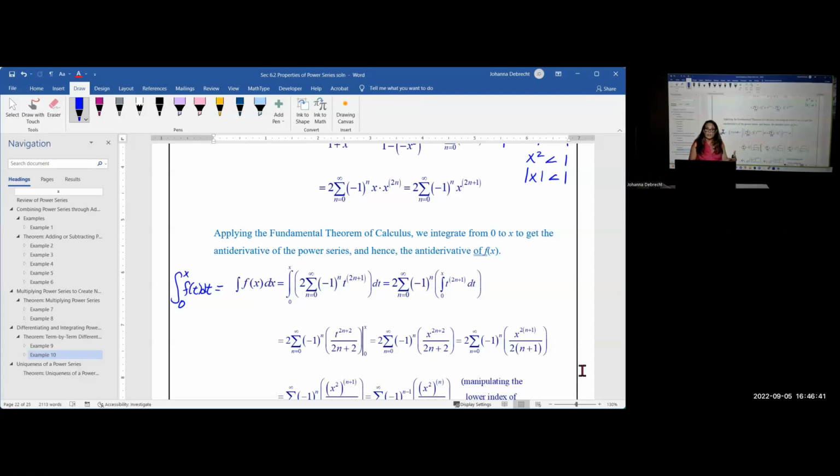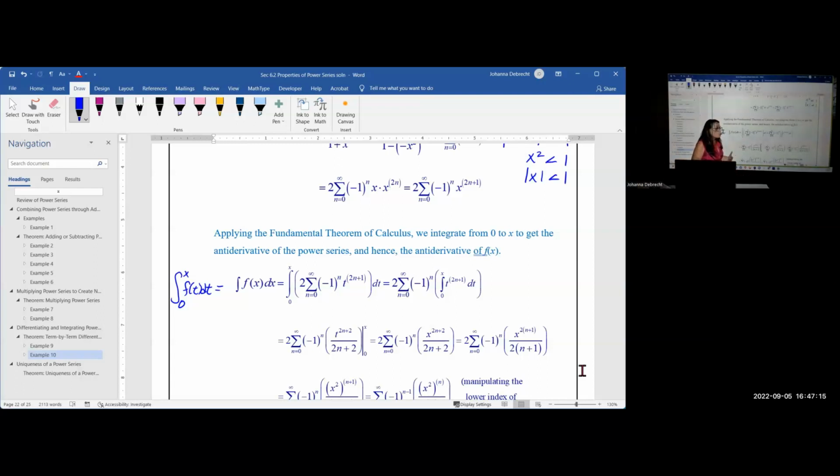Now the 2 is a constant. It can be brought out of the integral. And the -1 to the n is a constant. It can be brought out of the integral. And the integral depends only on t, because the differential is dt, and the summation does not depend on t, it depends on n, so I can bring the integral on the inside. I slide it all the way in until I reach the factor that depends on t, the differential dt.